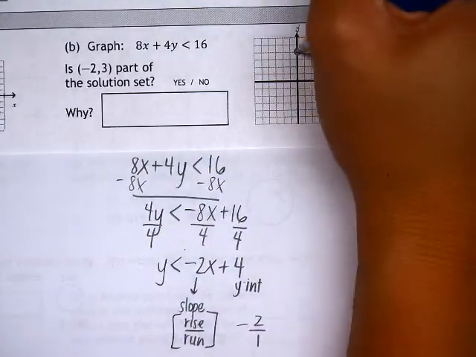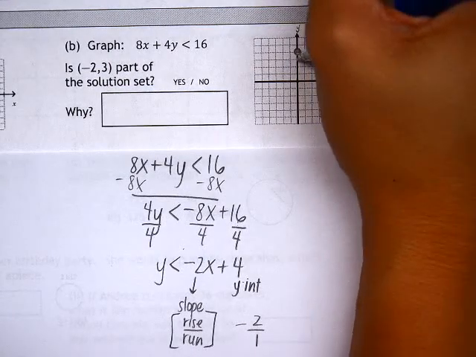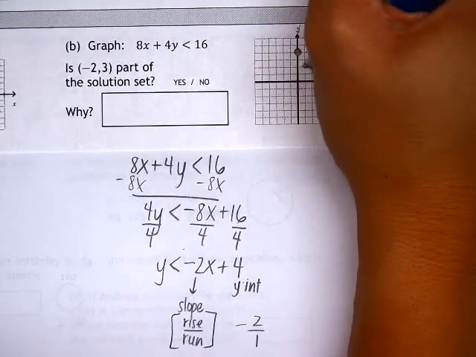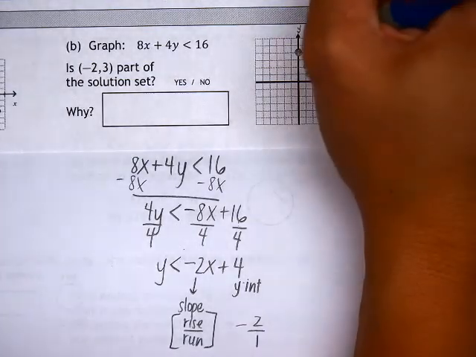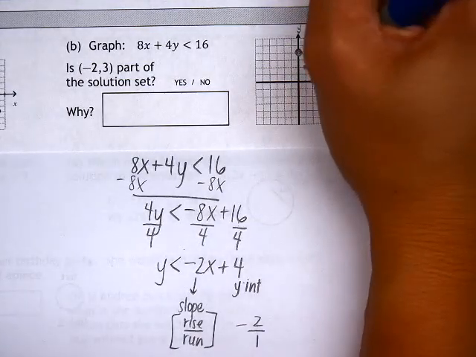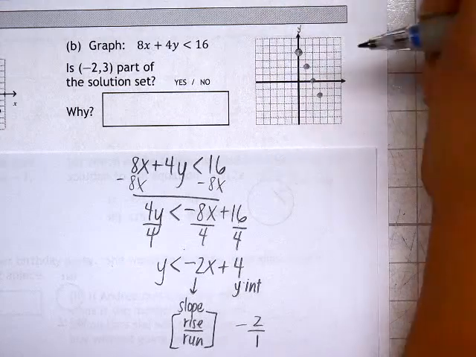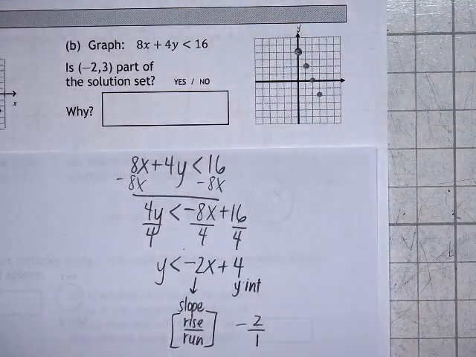That means from our y-intercept, rise negative means down 2 to the right 1. To make a super straight line, we can keep making dots down 2 over 1, down 2 over 1, until you get enough dots that you can get a straight line from.